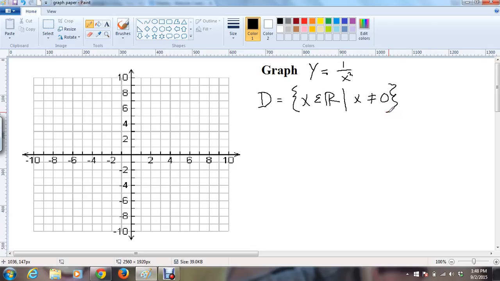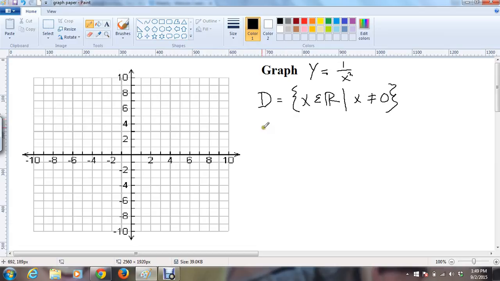Because the only thing you can square to get 0 is 0, the only thing that we're not allowed to have for x is 0. So that knocks out the y-axis. We cannot touch the y-axis because that line is the line x equals 0. That's where x is 0, so we cannot touch that.